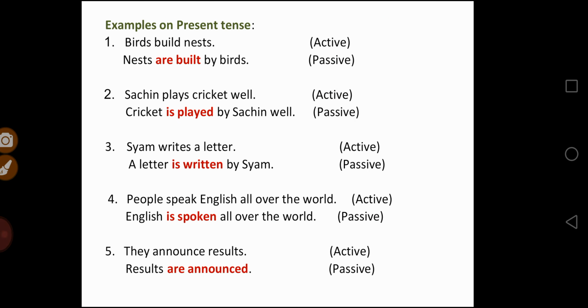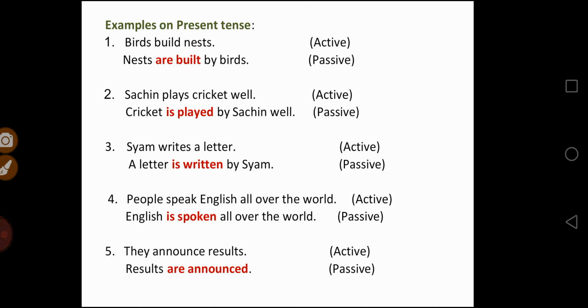Now we learn about examples tense wise. Firstly, present tense. Birds build nest. Nests are built by birds. Here, birds build nest. Nests are built by birds. Nest is in plural. That's why we have used "are built".